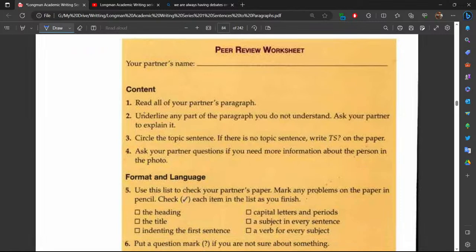Write your name. Content: read all of the partner's paragraph, underline any part of the paragraph you do not understand, and ask your partner to explain it. Circle the topic sentence. If there is no topic sentence, what is the topic? Write the topic sentence. Write "TS?" for topic sentence on the paper and ask the partner questions if you need more information about the person in the photo.